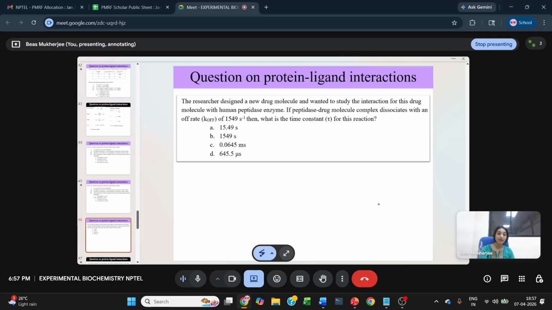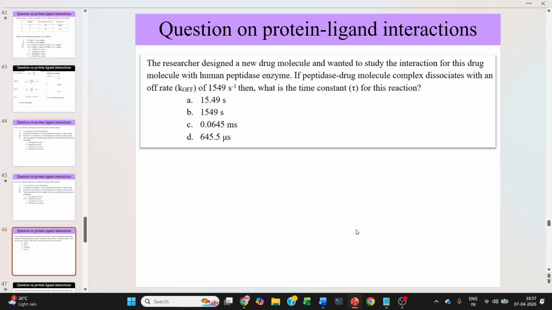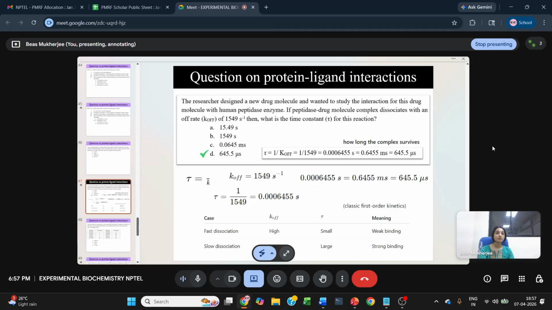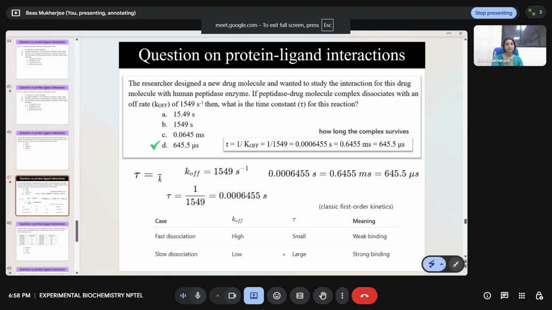So k off is given, then what would be tau? Tau is equal to 1 by k off, correct? So if you just do 1 by this, you will get that tau is equal to 645.5 microseconds. Okay. Now fast dissociation means high k off and tau is small, that means it is weak binding. And slow dissociation means k off is low, tau is large, and there is strong binding. And this definitely follows first order kinetics.